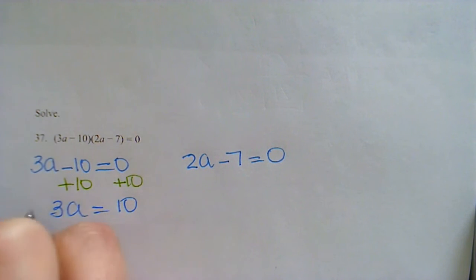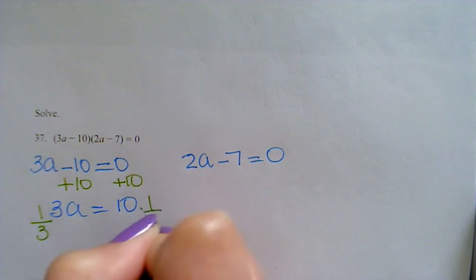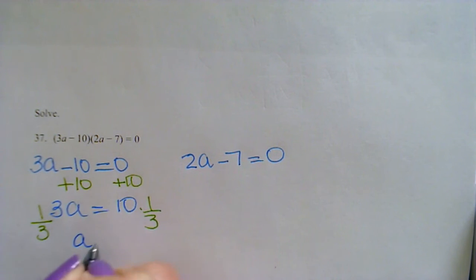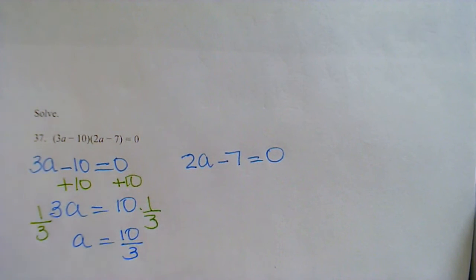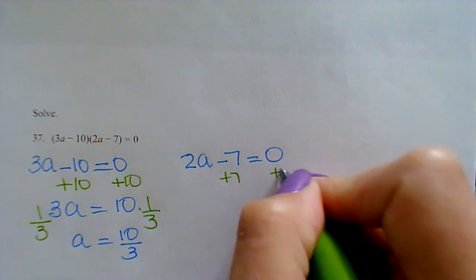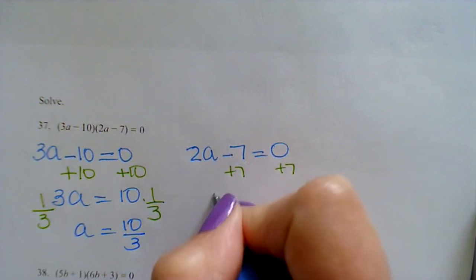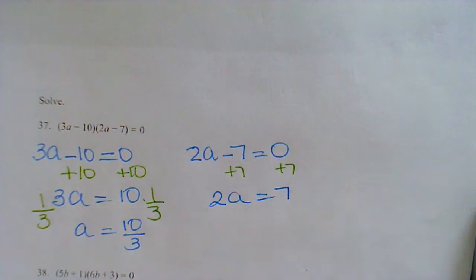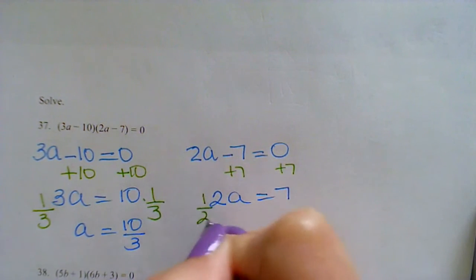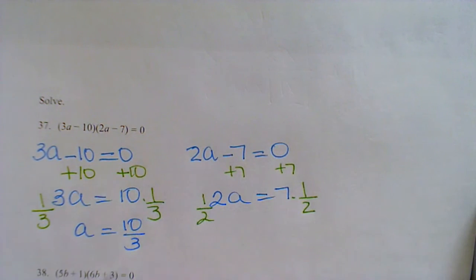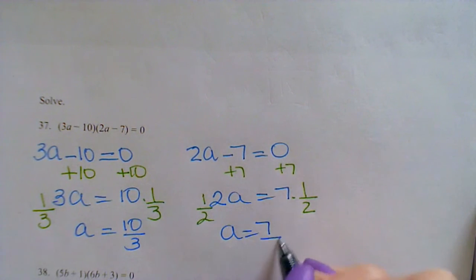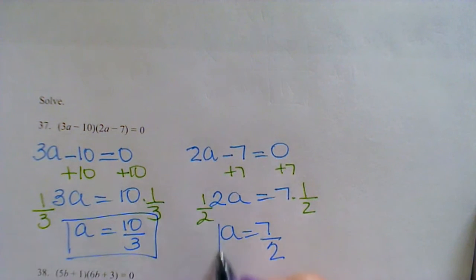Let me do it on this side. This is going to be plus 7. So 2a equals 7. And now I'm going to make a 1. And a is going to be 7 over 2. So here are my 2 answers. Okay? And that's 37.